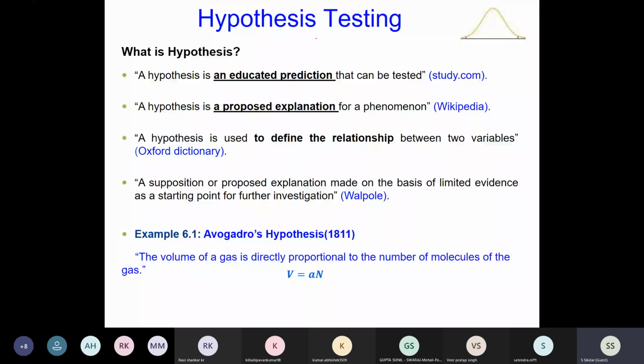And in the earlier class also we described what a hypothesis is. Hypothesis means it can be a prediction, it can be an explanation of a phenomenon. There are several ways, or some people say that it is a relationship between two variables. Just like Avogadro's hypothesis says that the volume of the gas is proportional to the number of molecules.